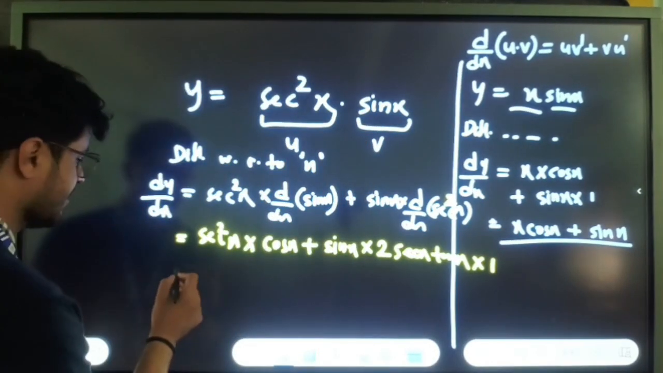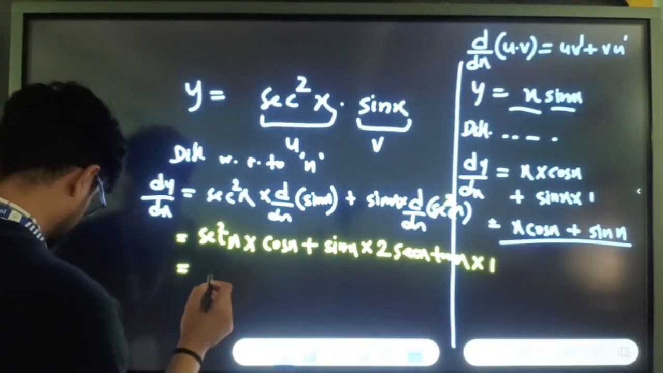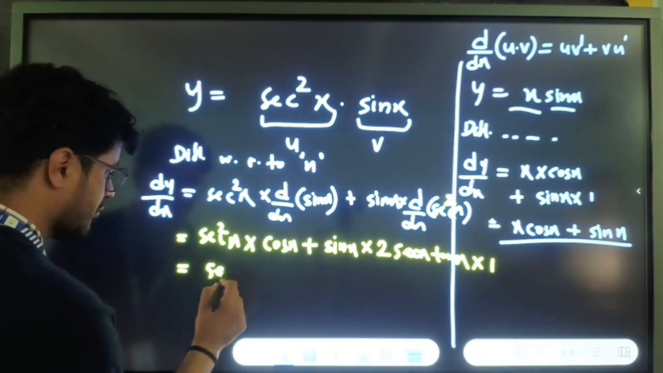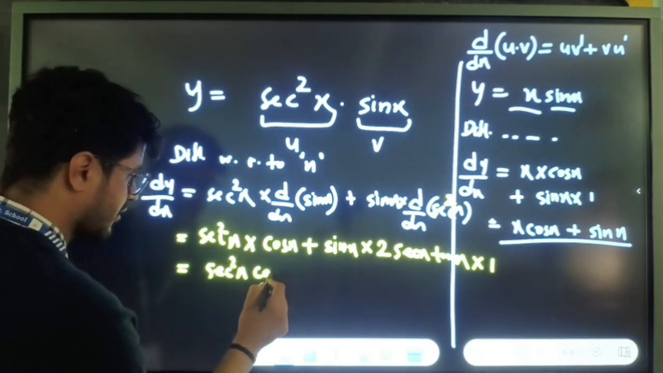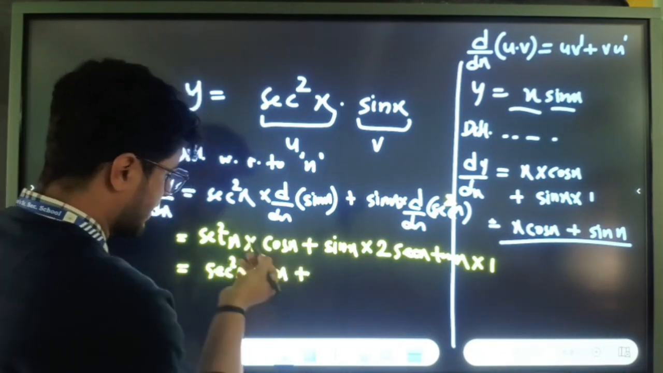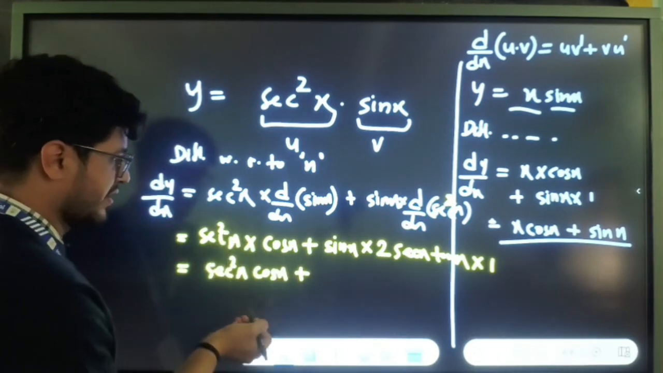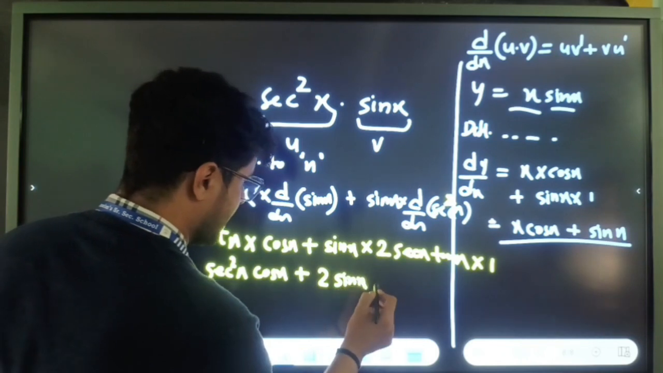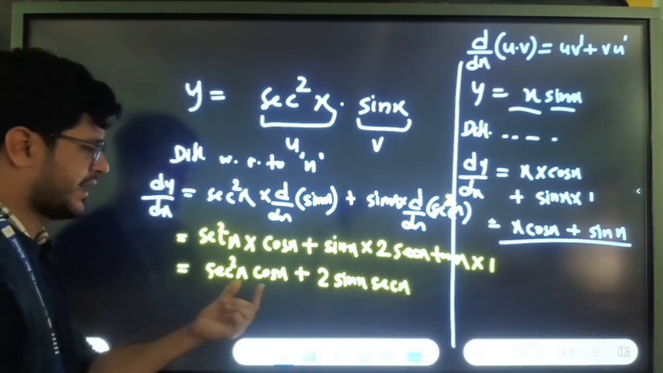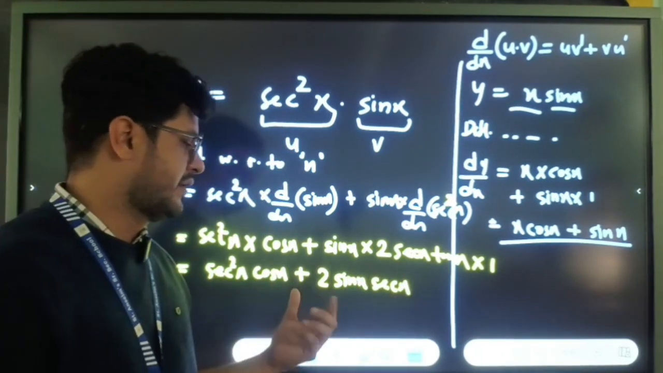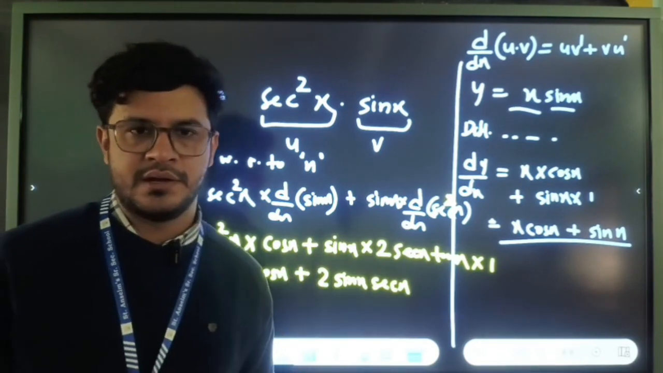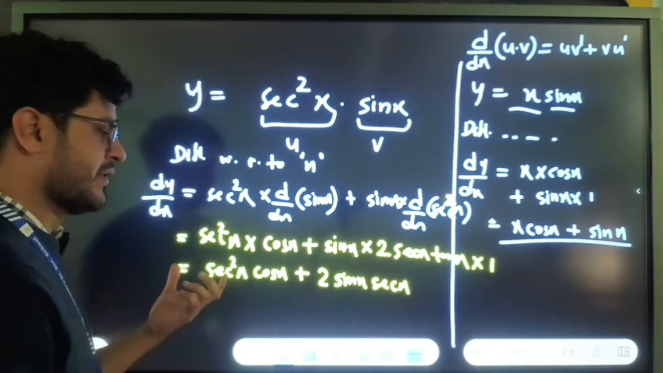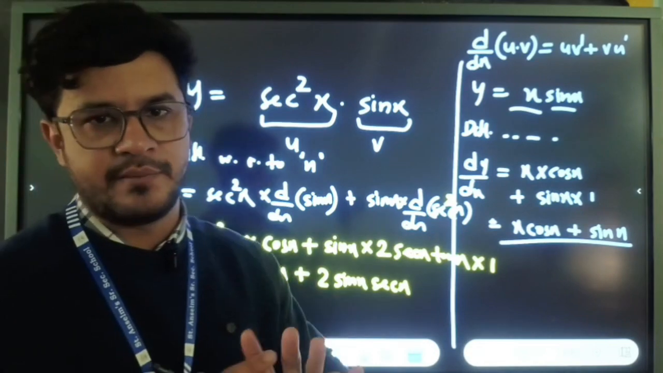So we can arrange this and you will get the answer: sec square x cos x. You can convert sec into cos also, 1 upon cos square x, plus 2 sin x sec. Either you can take sec as common, depending on the answer, because it depends on which answer is in the answer sheet. But we need to simplify. That is something we have to keep in our mind.